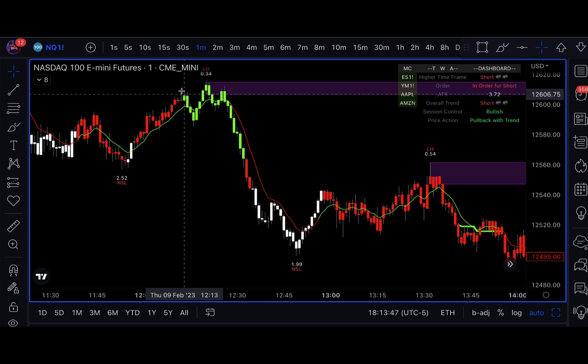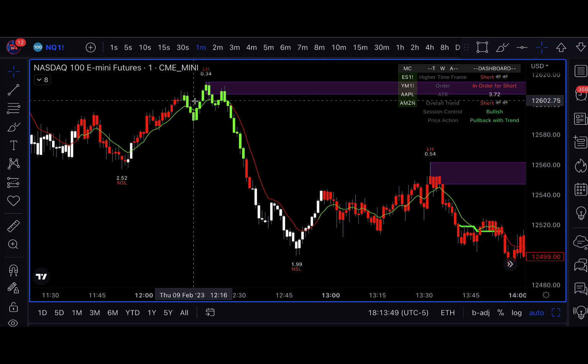Was I scared when it turned green here? Absolutely, but I was more than enough into the profit. So again, I'm super excited about this higher time frame candle coloring.